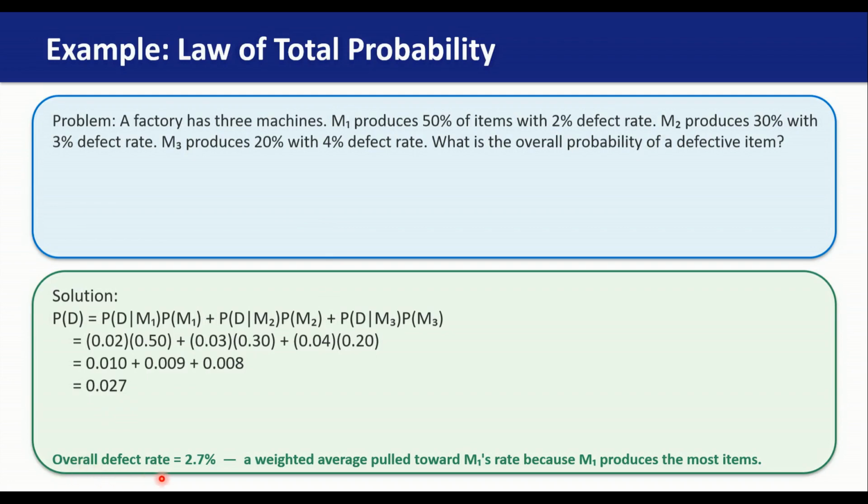Therefore, the overall defect rate is 2.7%. You should notice that this is a weighted average. M1 makes the most items, so it pulls the average toward its 2% rate. M1 produces 50% of items. Therefore, when we average based on the ratio of products that each machine produces, M1 pulls the average toward its defect rate, that is 2%.